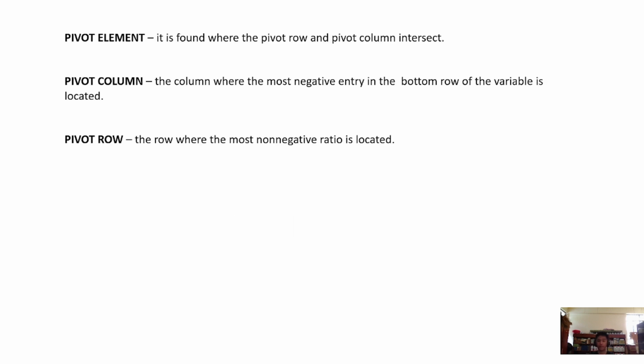The pivot element is found where the pivot row and the pivot column intersect. The pivot column is the column where the most negative entry in the bottom row is located. And the pivot row is where the smallest non-negative ratio is located.